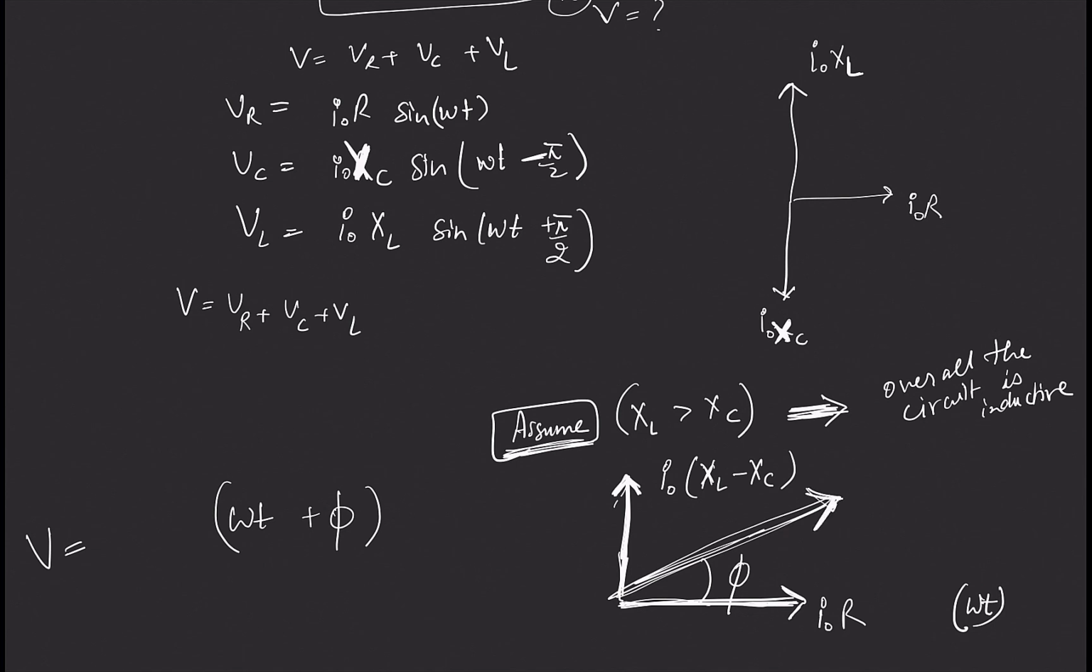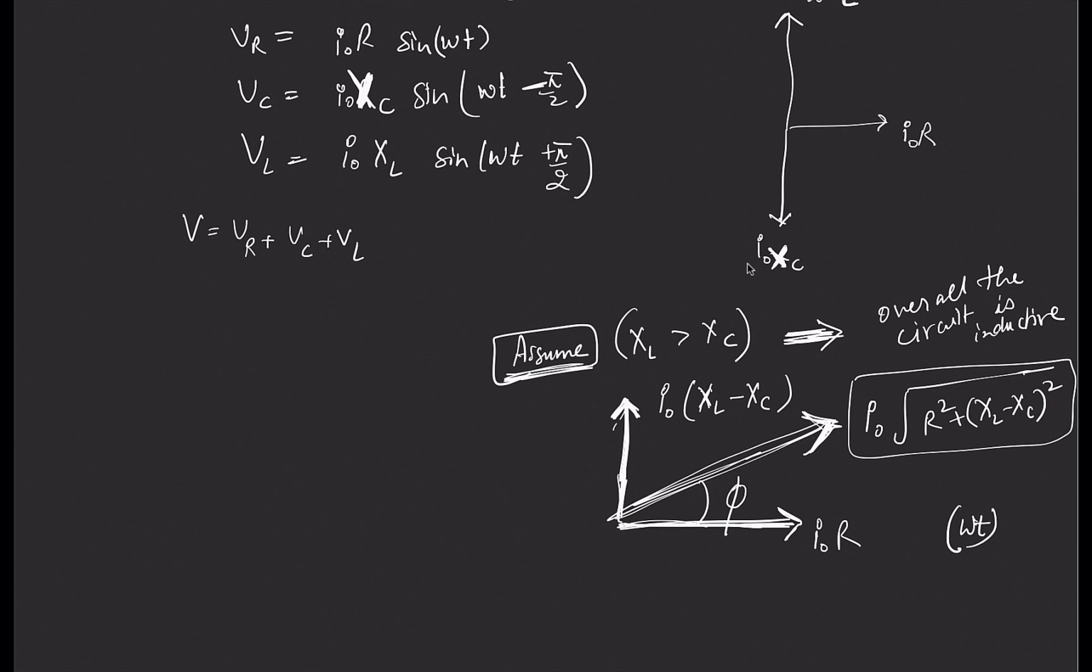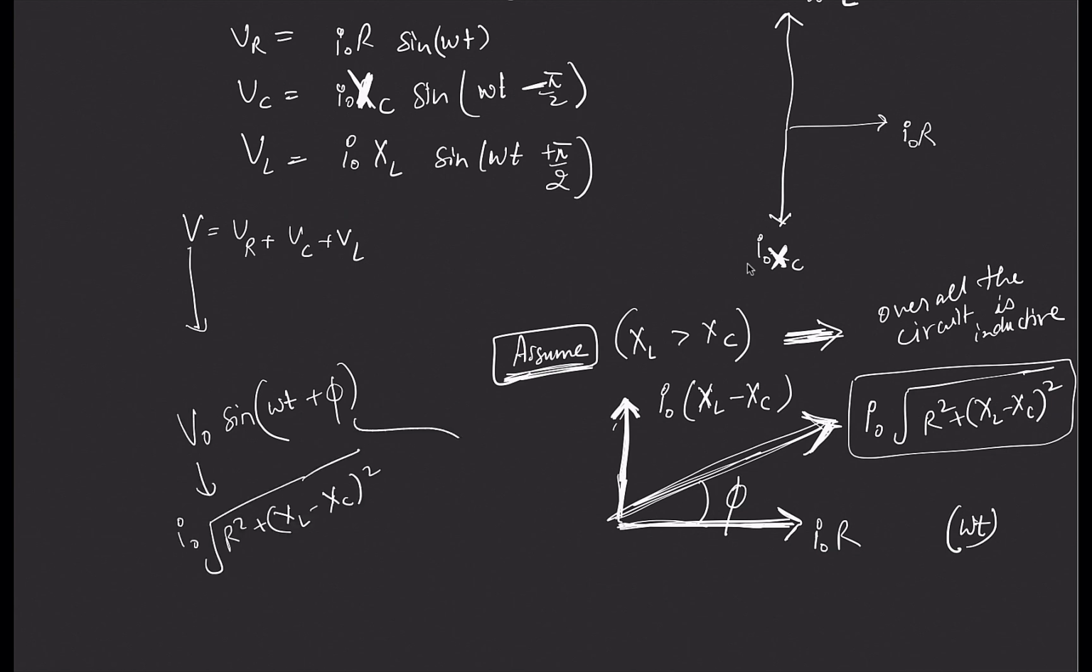And the magnitude, the peak value of instantaneous voltage would be V naught, and V naught is simply the resultant of this, which is I naught times root of R square plus XL minus XC whole square, and we have to take the root of the complete thing. So the instantaneous voltage is V naught sine of omega t plus phi, where V naught is this thing and phi is tan inverse of XL minus XC by R, which you can see from this diagram here.